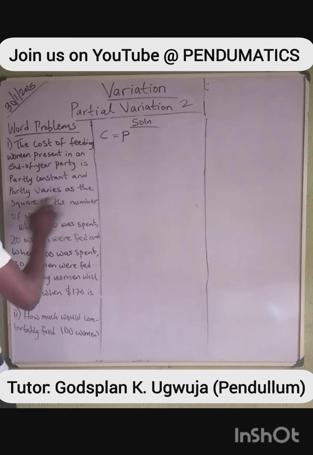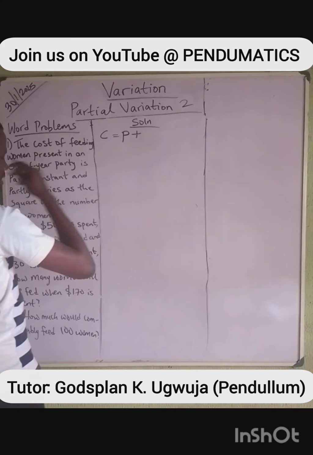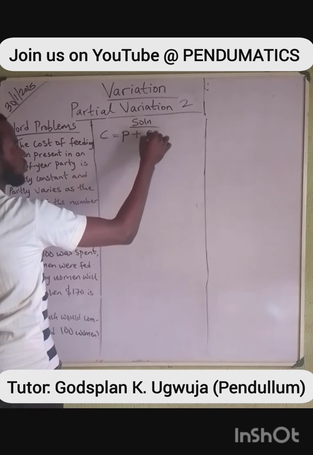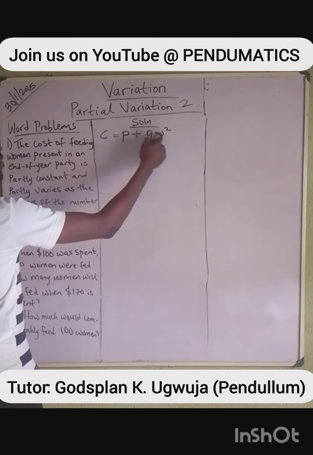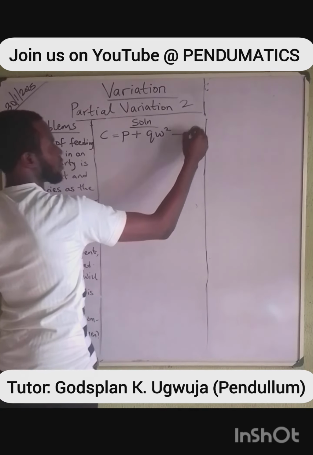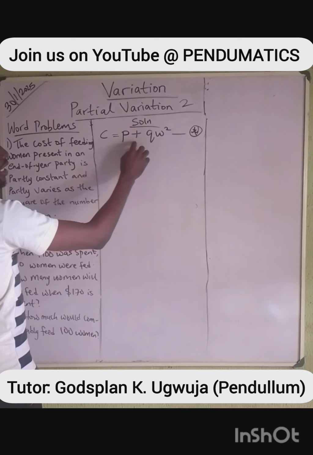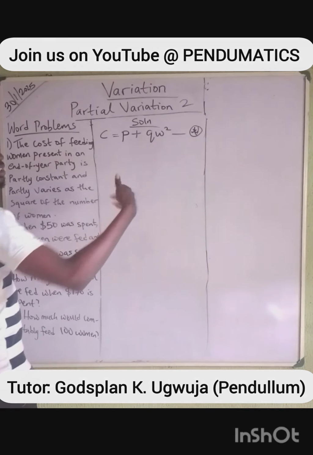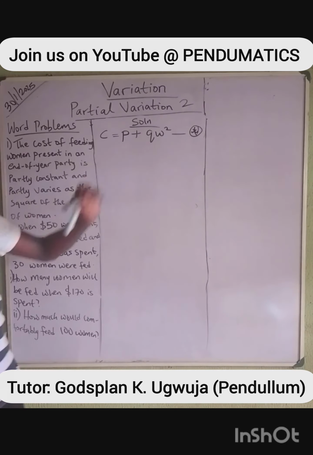And then partly varies as the square of the number of women. I told you when they say partly varies, if they don't specify the type of variation, you take it to be direct. So this is partly varies directly as the square. So Q, number of women, let me use W for women, as the square of the number of women. All right, so this is our original equation. Cost is partly constant, P, and partly varies directly, since they didn't specify any other type of variation, as the square of the number of women. So P and Q here are our constants.